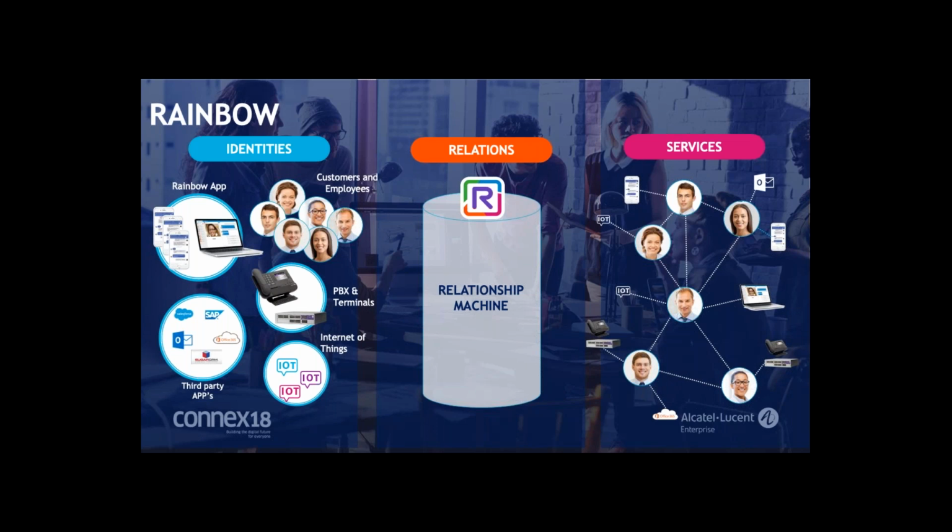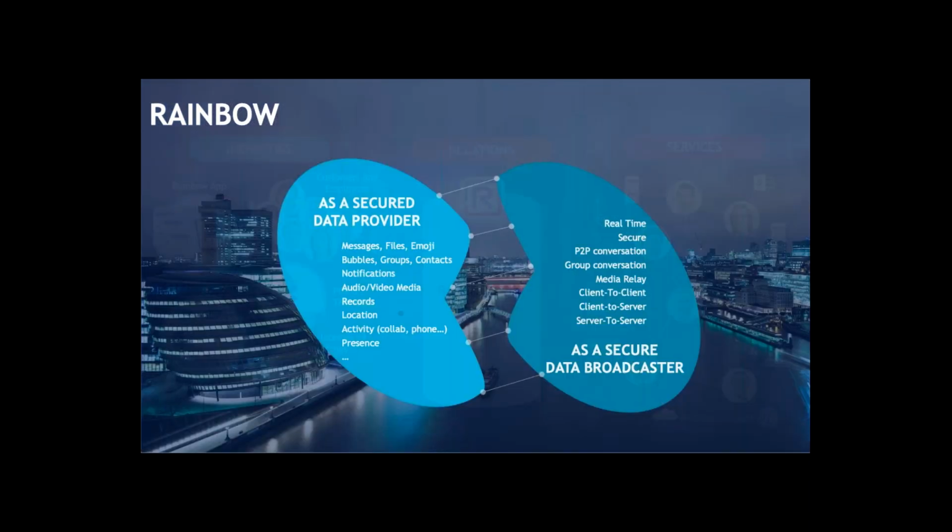And Rainbow has transformed the way we work because Rainbow is not just a transport layer or a data broadcaster. For sure, Rainbow can deliver real-time secure content from client to client, client to server, or server to server. More than that, you can use it to establish calls and to relay the media between users that are not in the same place, and so separated by network equipment like a firewall, for example. But Rainbow acts as a data provider too.